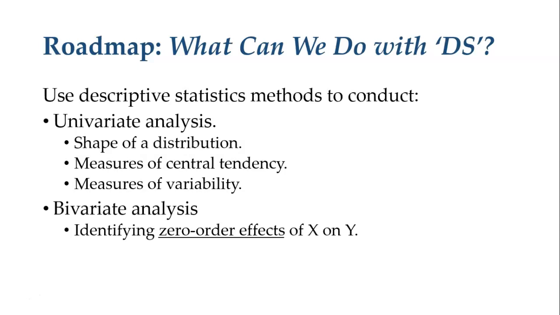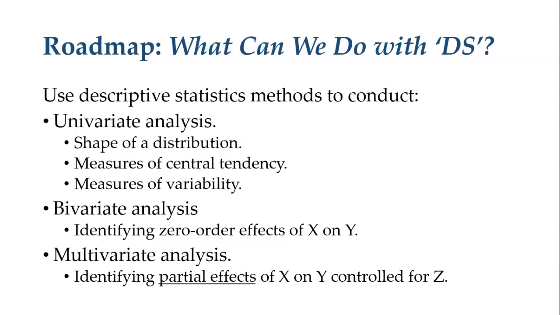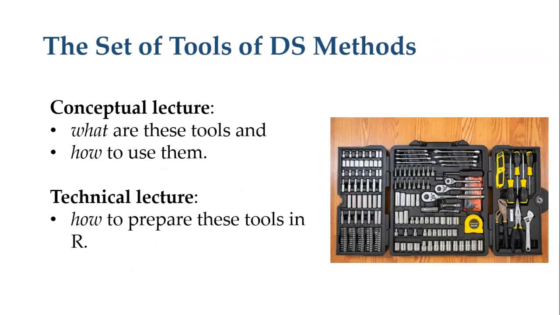This week, we're going to move to bivariate and multivariate analysis. And remember that what we want to do here is to identify those zero order effects and the partial effects. Okay, I'm going to talk a little bit more about it during this lecture. Okay, the final thing that we need to have in mind again is that in the conceptual class, I'm going to provide you tools to analyze these relationships, and I'm going to teach you how to use them in the way that we usually use them in political science.